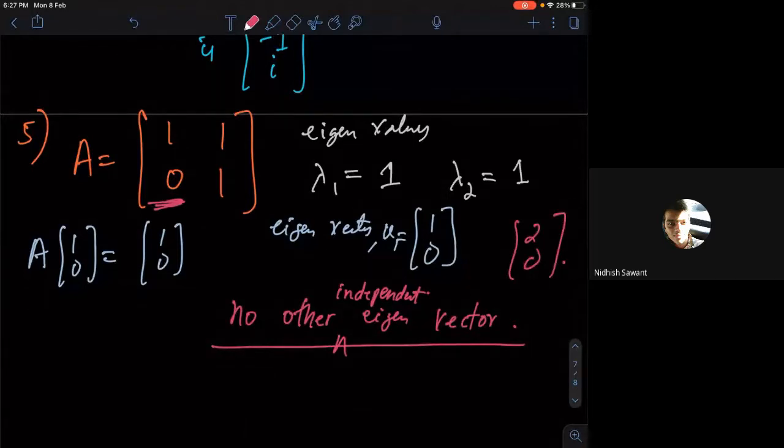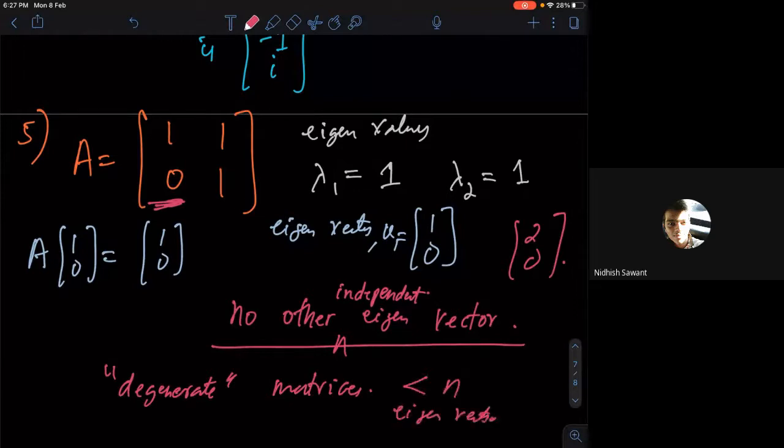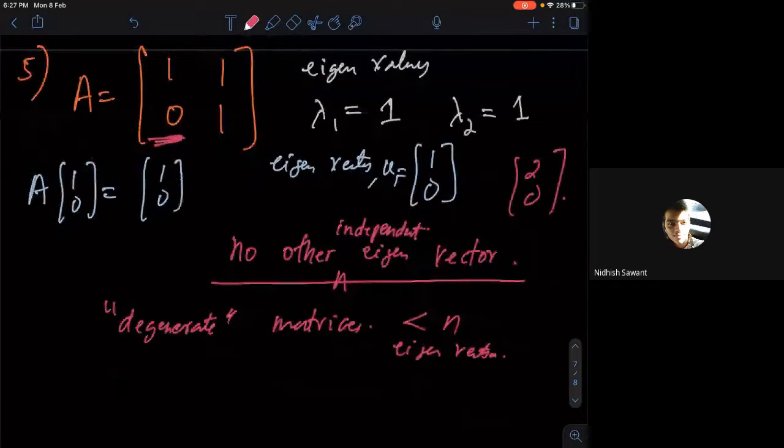And so these are called degenerate matrices, because it has less than an independent eigenvector. Even though we have an n cross n matrix, if we have fewer than n independent eigenvectors, then it's called a degenerate matrix. Again, I don't like this. These are again our ugly kind of matrices.